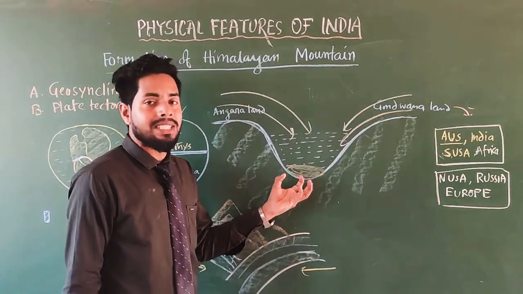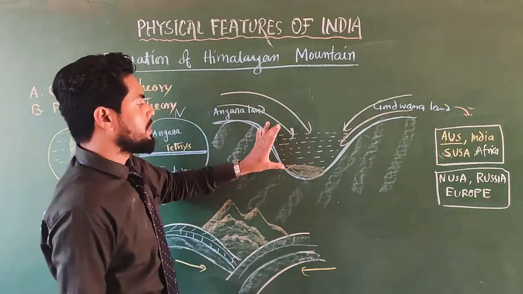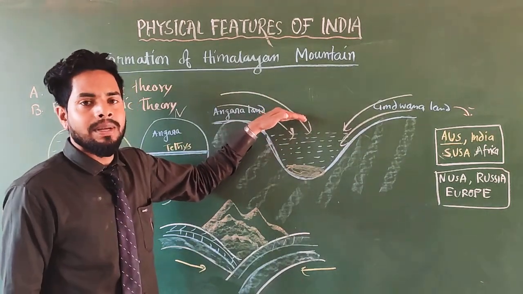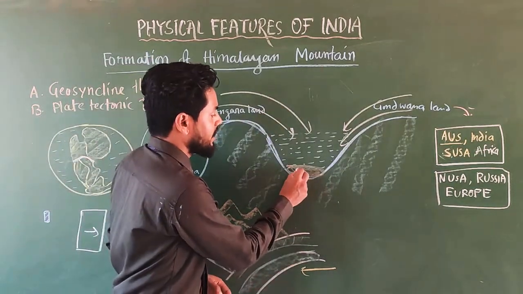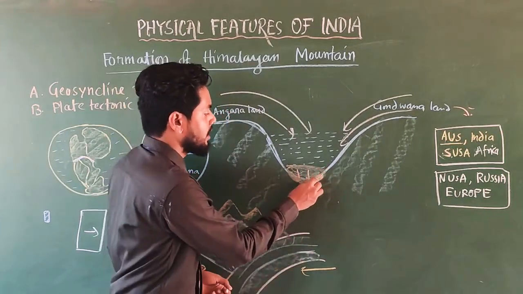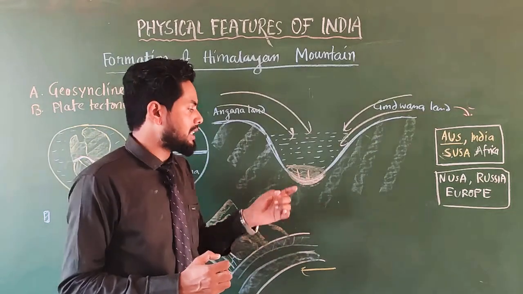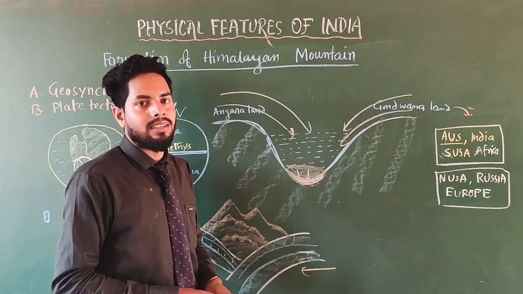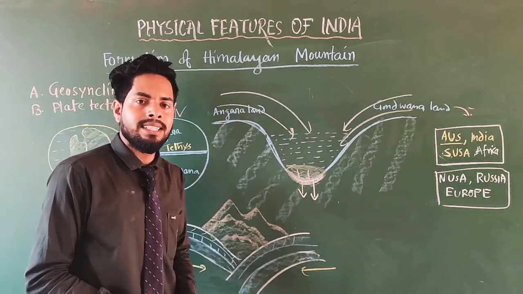Due to the increase of the sediments, what will happen? The depth of the Tethys gradually decreases and the height of the water level increases. It gradually creates a pressure at the bottom of the Tethys Sea. Due to the huge deposition of sediment at the bottom of the Tethys Sea, there is a downward movement of the bottom of the Tethys.